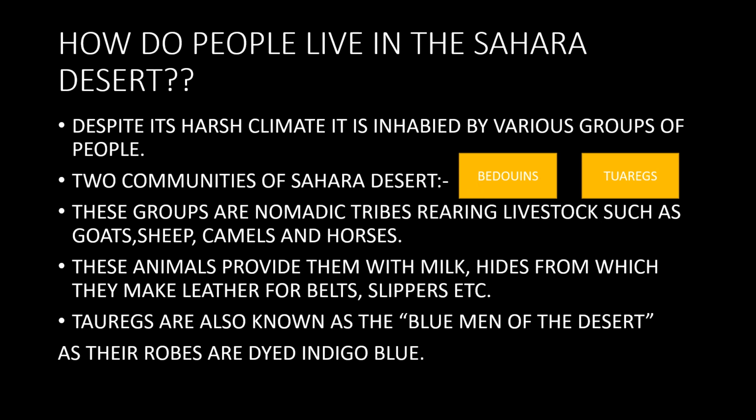Tuaregs are also known as the blue men of the desert. This is another community of people found in the Sahara Desert. They are often called blue men because the clothes that they wear are blue. Their robes, which they tie around, are generally dyed in indigo blue. So basically, no matter how harsh the climate is, human beings adapt according to the temperature or climate found in a place.